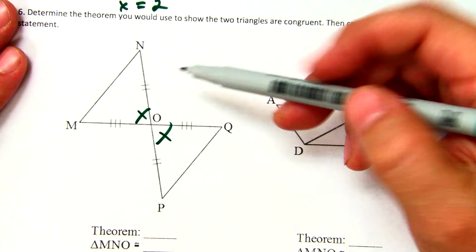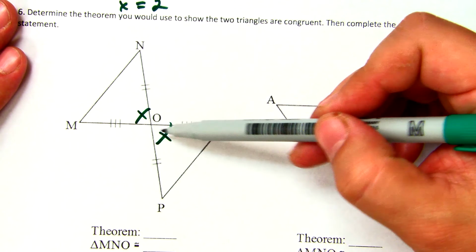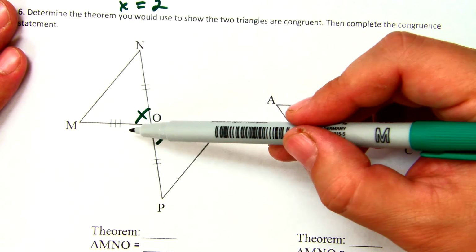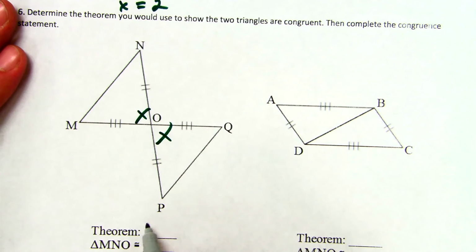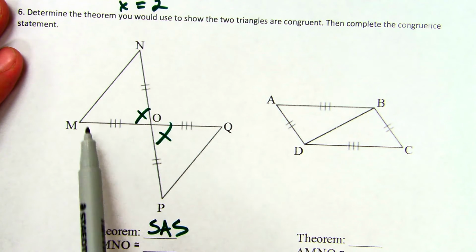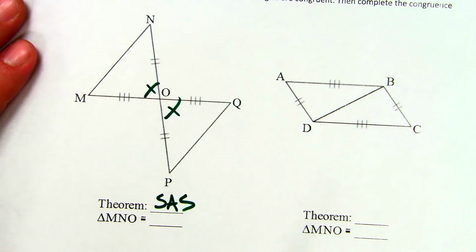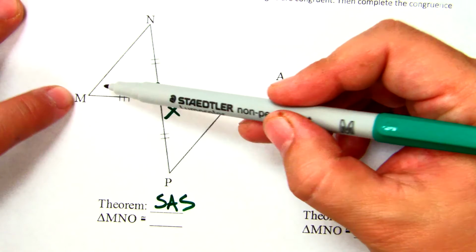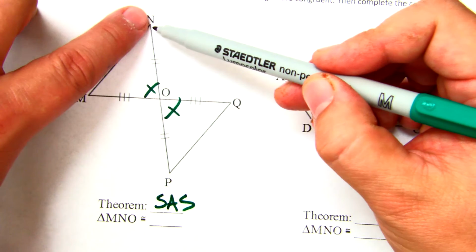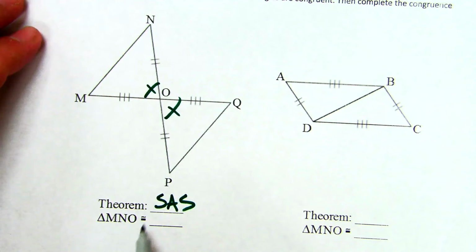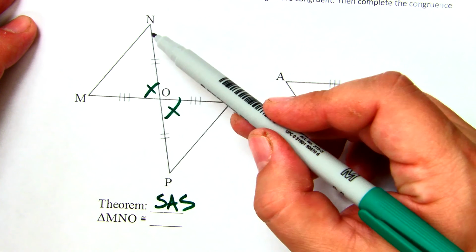What do I have now? I've got sides, I've got angles, I've got sides. The angle is the included angle, right? It's between the two sides, so I can use side, angle, side. Now, triangle MNO is congruent to which triangle? Well, if I start at M and go to N, and then O, well, it's a little bit hard to tell with MN.